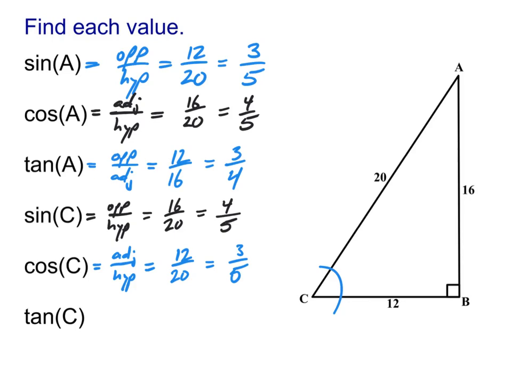All right, last one then. We're now going to be doing the tangent of C. And tangent, of course, is still going to be opposite over adjacent. And the opposite of angle C is 16. And the adjacent of angle C is 12. And so that reduces down to be 4/3. And you'll notice the connection between these two values. The tangent of one angle is the reciprocal of the tangent of the other angle. That is, it's just flipping the fraction upside down.